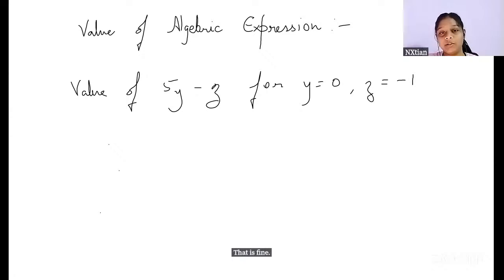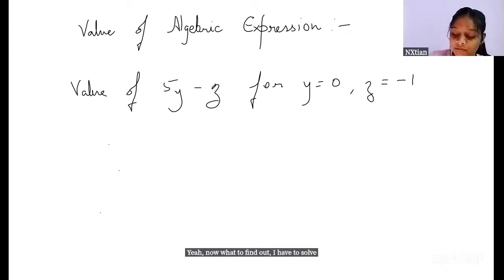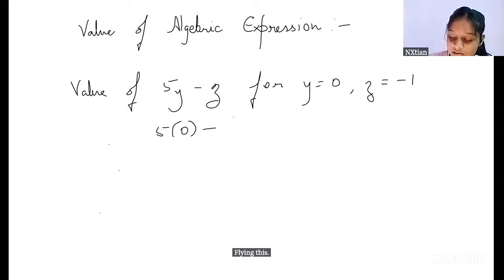Ma'am, the answer is 1. Yeah, now what to find out? I have to solve this equation. So I'll put the values: 5 into 0, minus, minus 1. Because z is minus 1. 5 and 0 is in multiplication now. Right, so it's 0. Minus minus plus 1.